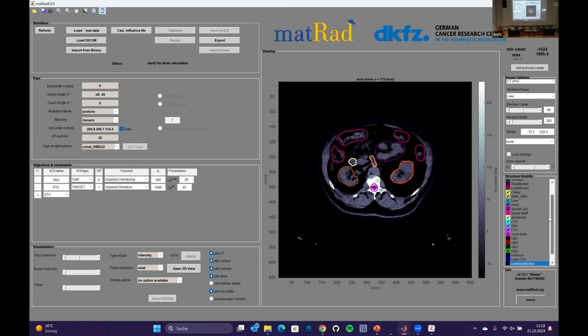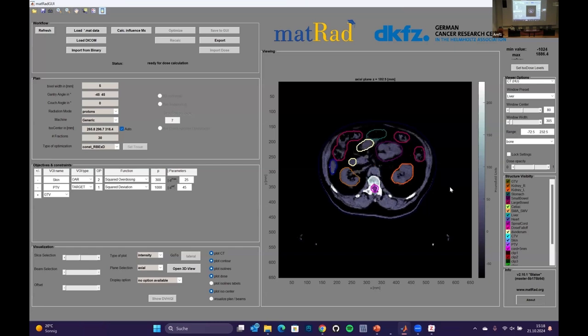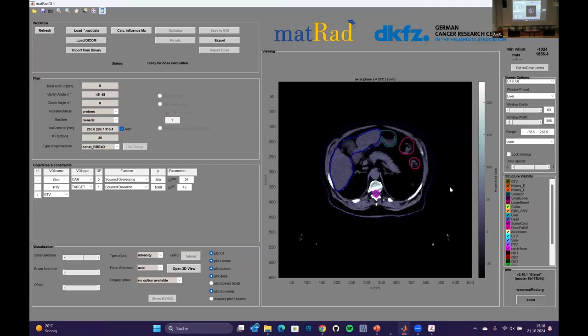Like the next thing from the top of the list, we can look a little bit. We have the stomach somewhere. I think we saw this in the 3D view.